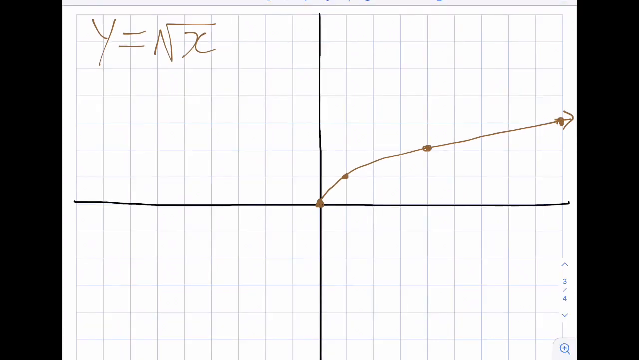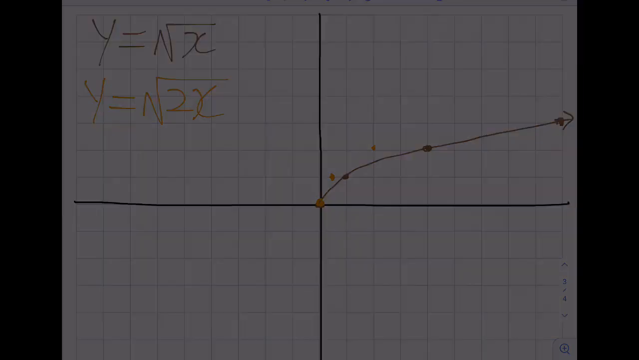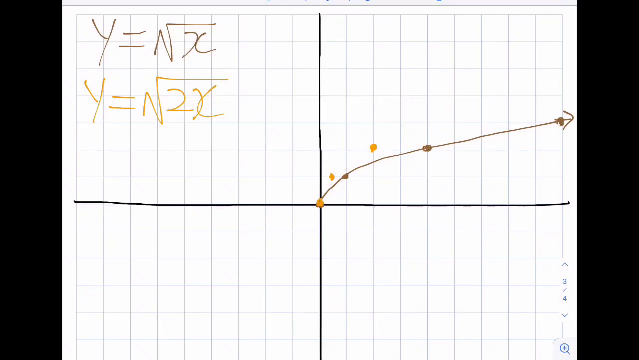Alright guys, now let's draw the function y equals root 2x. Now it will still be at the origin point, but now when x is 1/2, y will be 1. And when x is 2, y will also be 2. So it will be right here. So when we connect these dots together, we will get y equals root 2x.